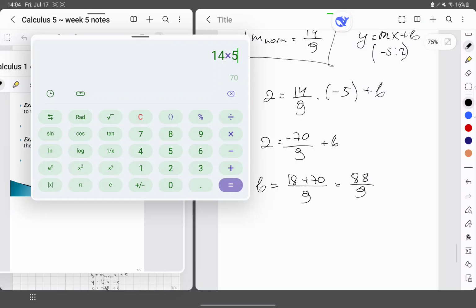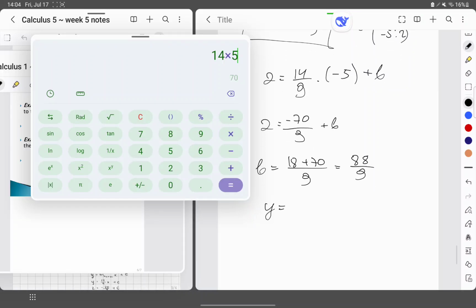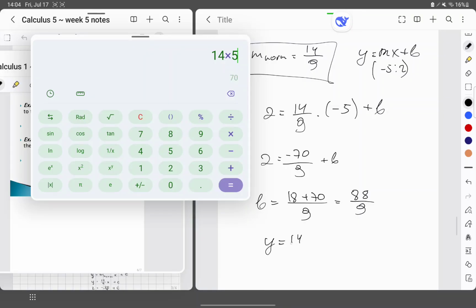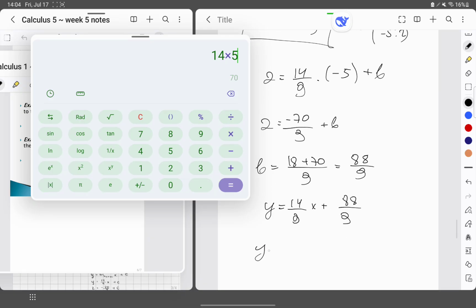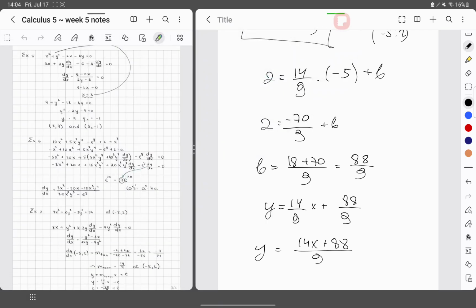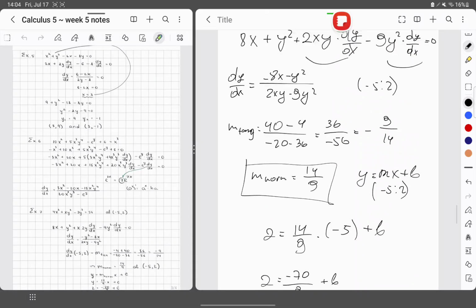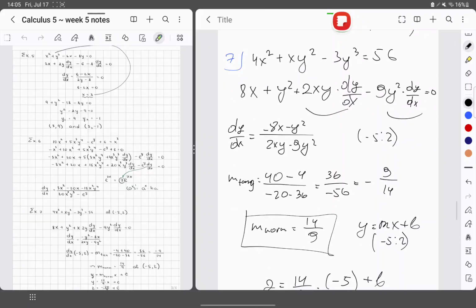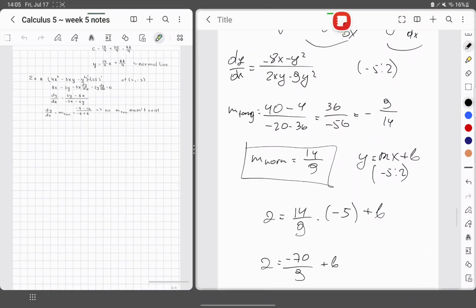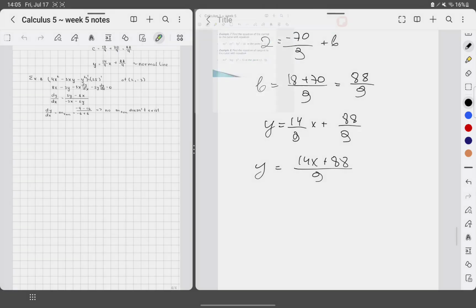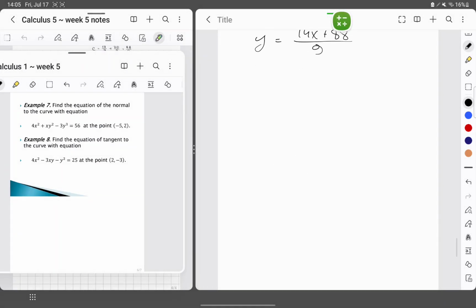Okay, we cannot divide it. So it will be 14x plus this one, or we can write it like this. Is that true? Let's see. 4, 7, 7, 7. Yes, that's true. And let's do example 8, and we will go back to 6.